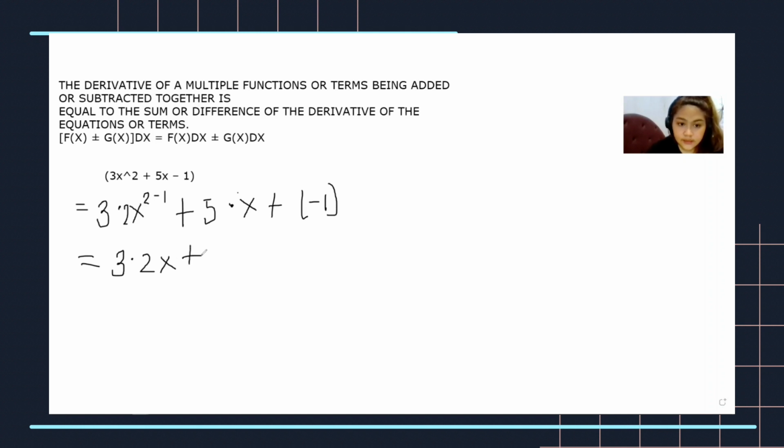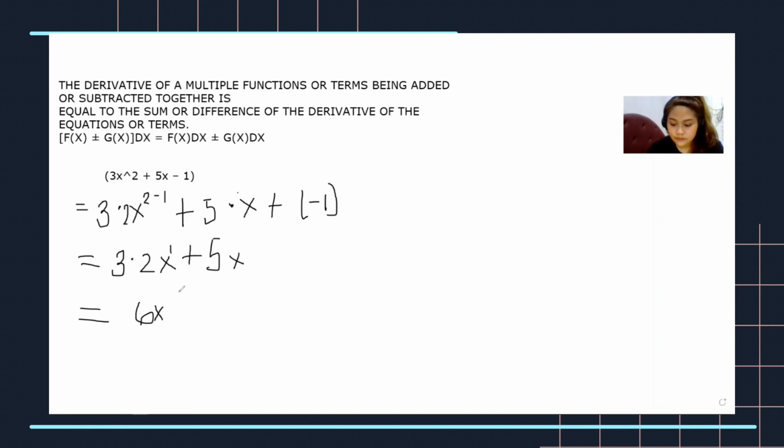X plus 5x. And this one will be 0 since the constant rule is also applied right here. And this one is 2 minus 1 equals 1. So you can put 1 here or not. 3 times 2, 6x.